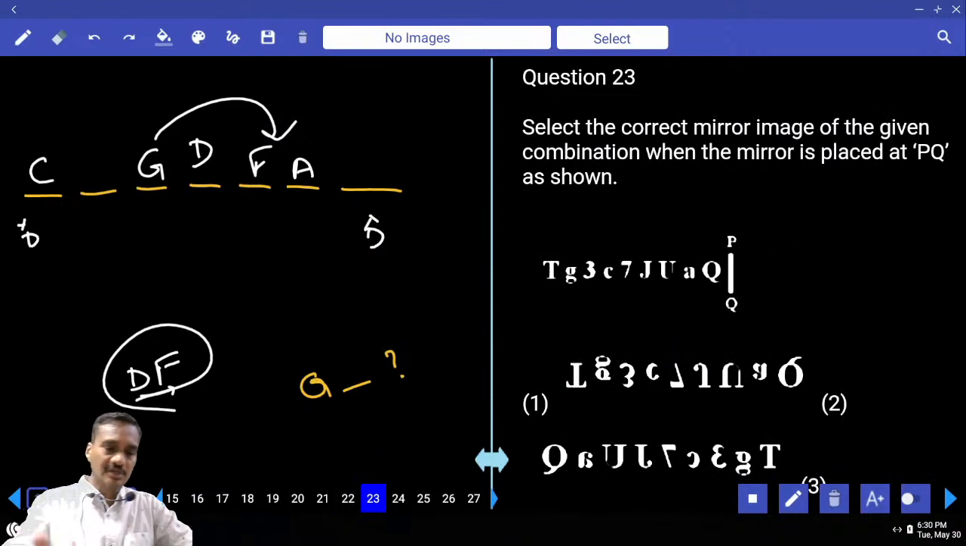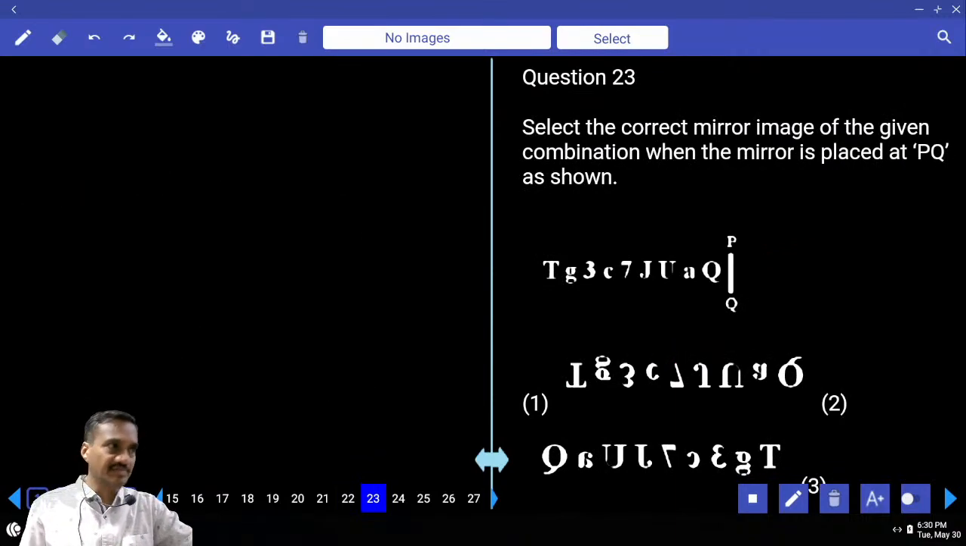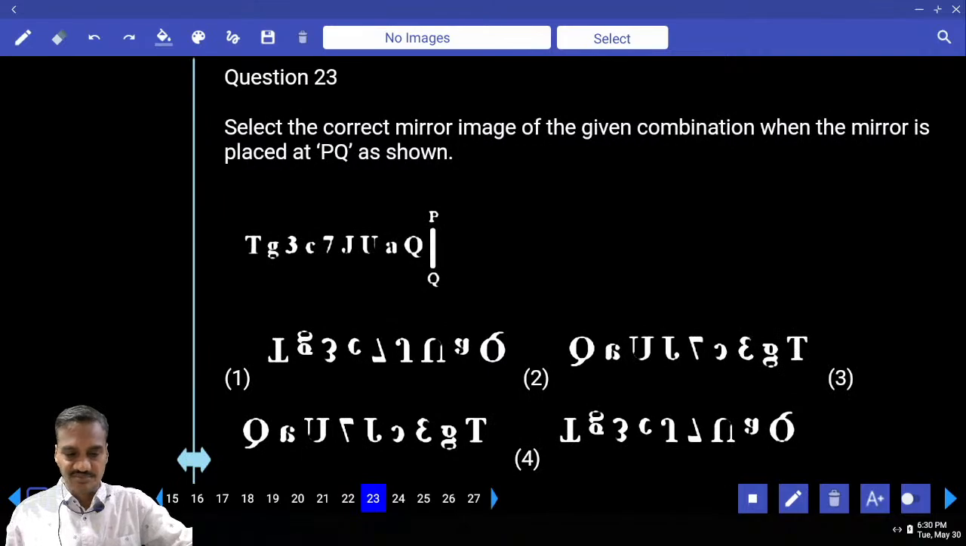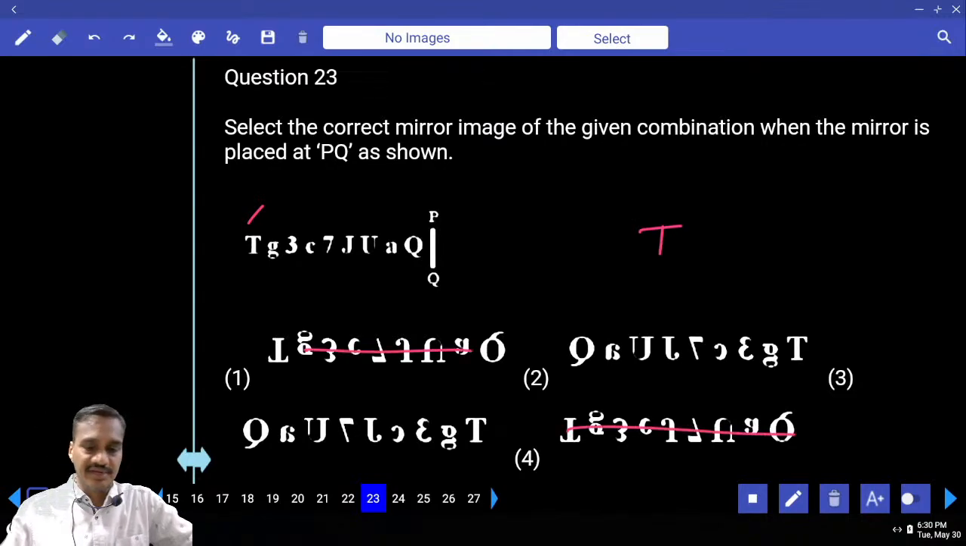Then 23rd. Now we need to find the mirror image of this one. Tell me what mirror image we have. Now this T, which is on the left-hand side, must be at the right-hand side. With T at the right-hand side, these two are ruled out.